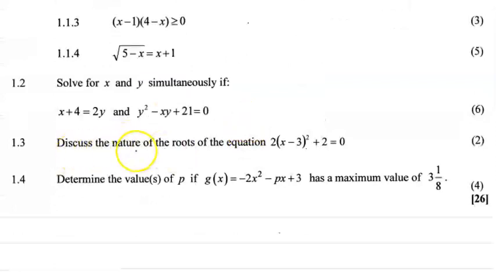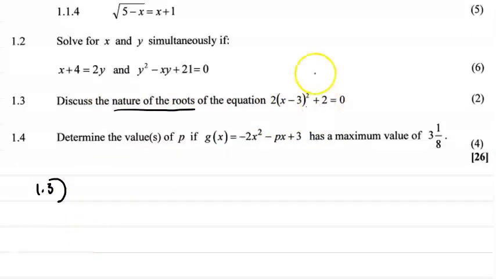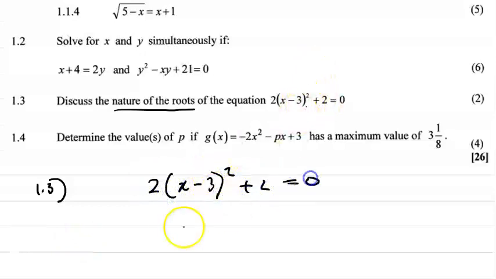It says, discuss the nature of the roots of the equation 2 into x minus 3 all squared plus 2 equals 0. So for 1.3, in order for us to be able to do this, let's write down the question. 2 into x minus 3 all squared plus 2 equals 0.